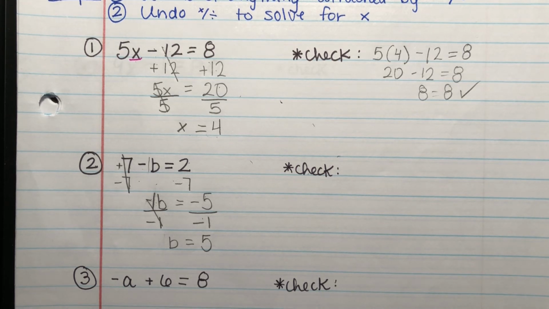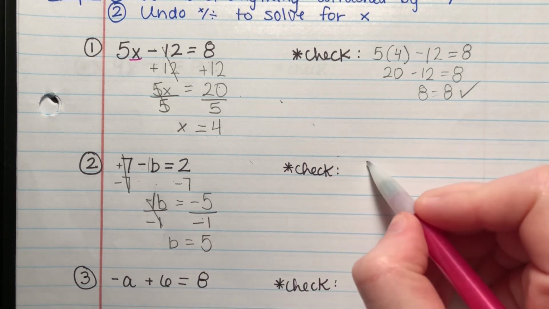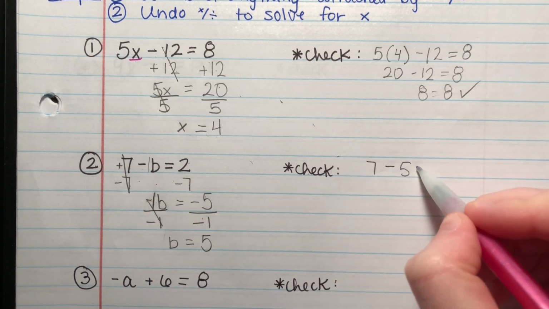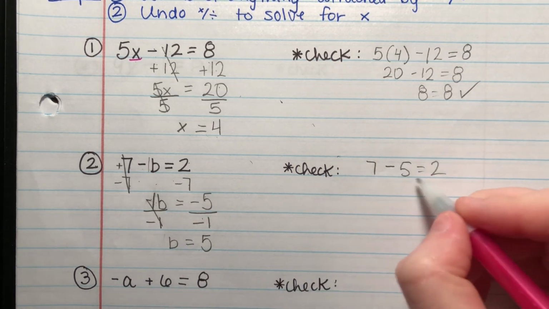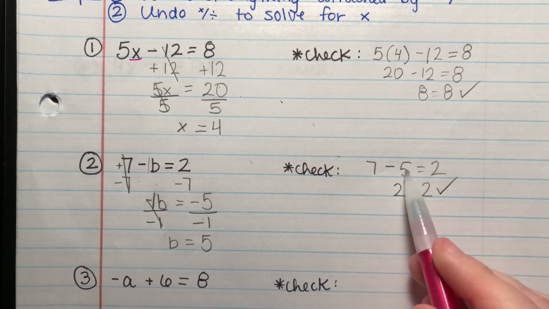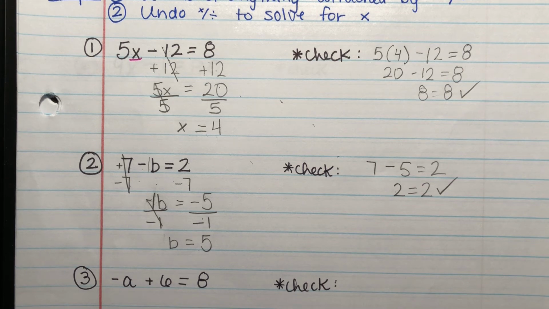All right, I'm not going to check this one. I'm going to go ahead and move on to the next problem. But if you wanted to check, you would just plug in 5 where you see this b here. Well, I'll go ahead and check it. So 7 minus b equals 5 equals 2. Is that correct? Yes, it is, because 7 minus 5 equals 2.